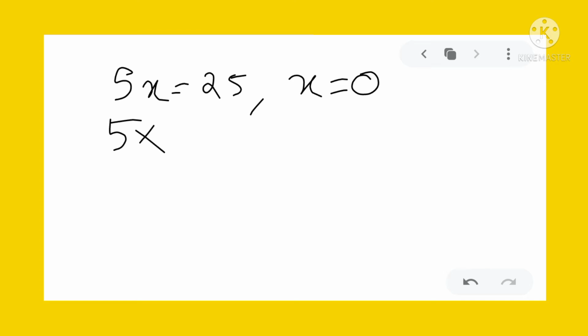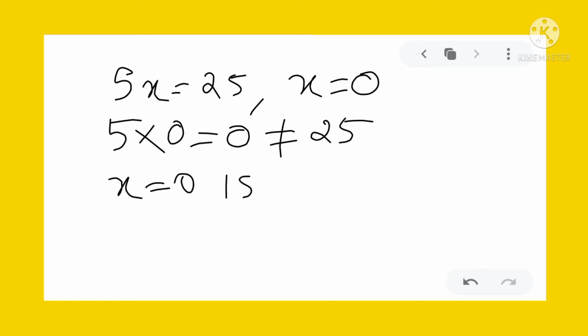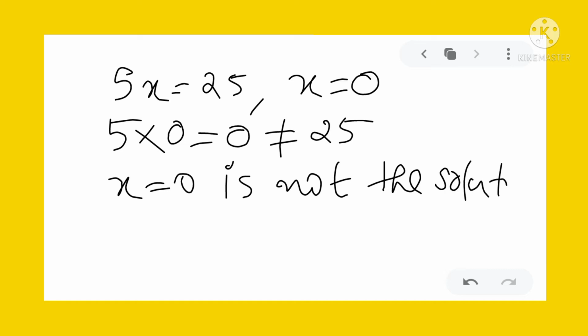Then next, 5x equal to 25. When x equal to 0, what will happen? 5 into 0. What is 5 into 0? It is 0. It is not equal to 25. That means x equal to 0 is not the solution of the equation. The same way we can find the remaining questions.